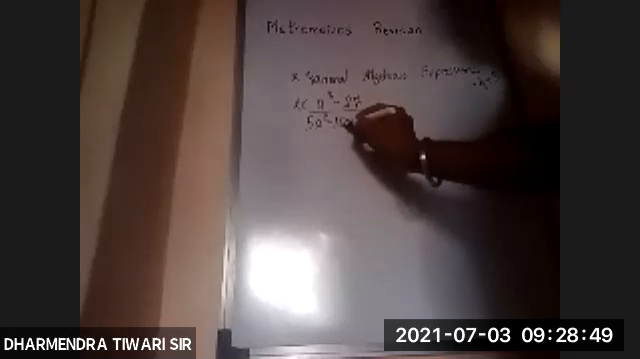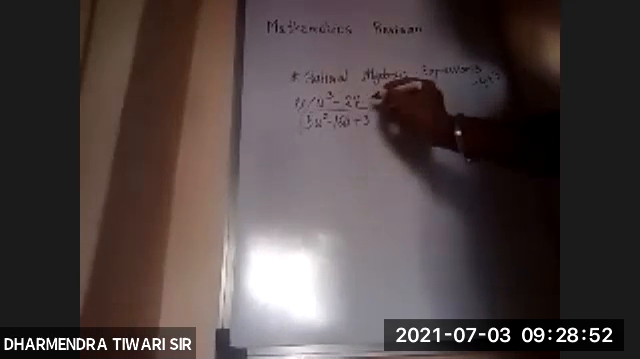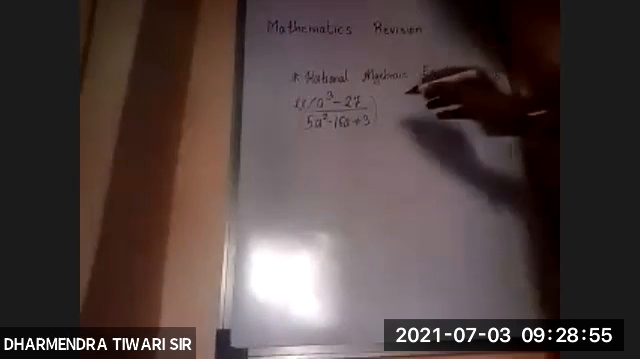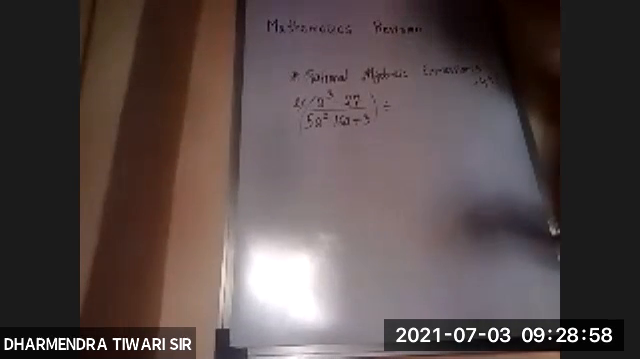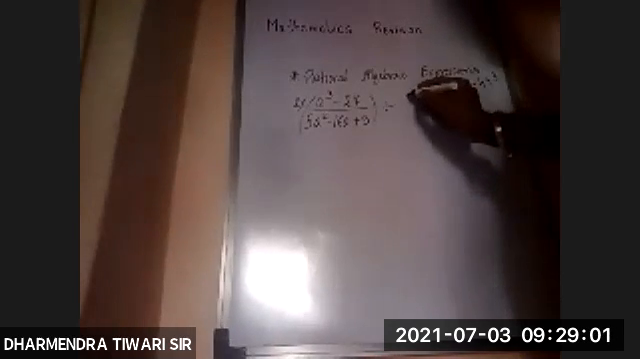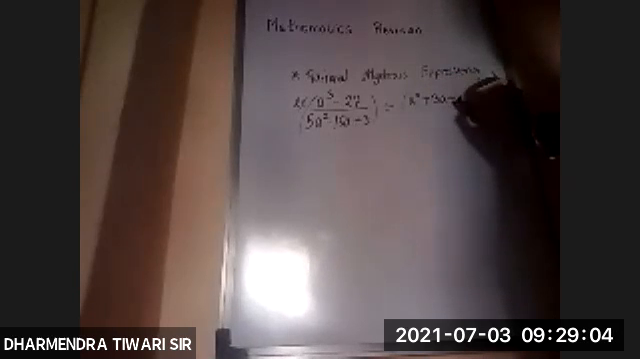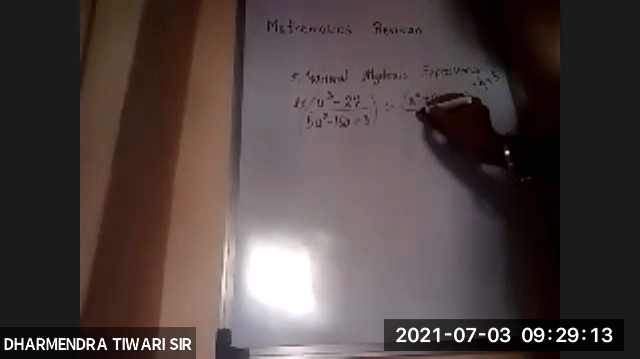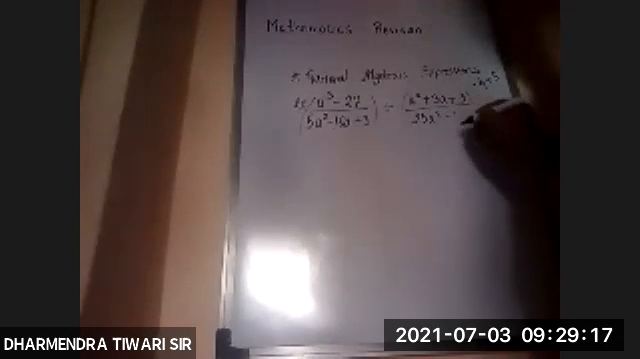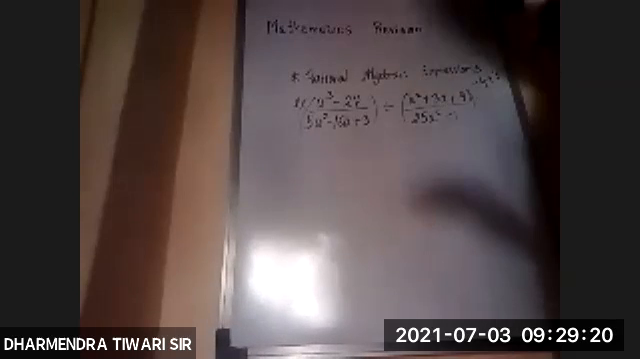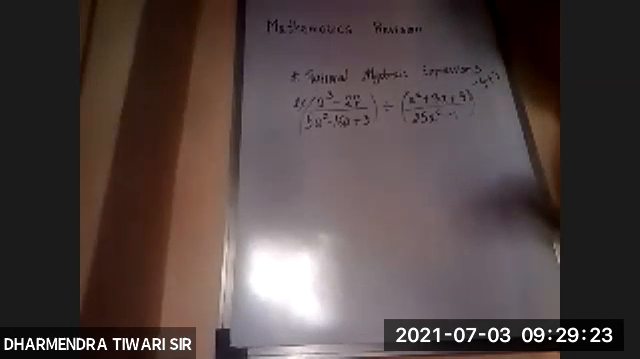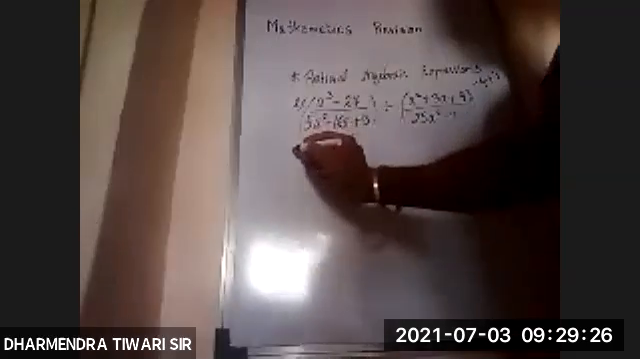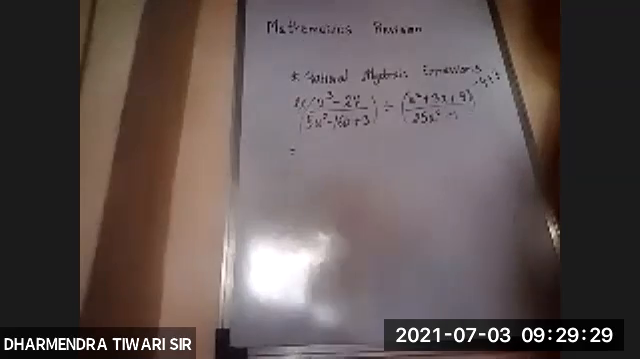5a square minus 6a plus 3, divided by a square plus 3a plus 9, divided by 25a square minus 1. So first of all, I will clear your idea.